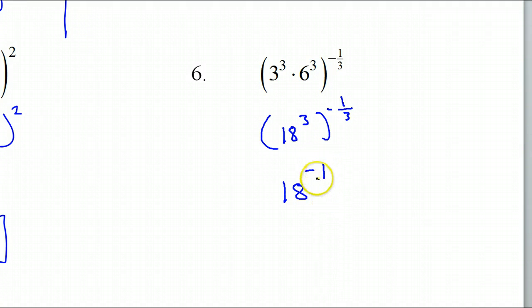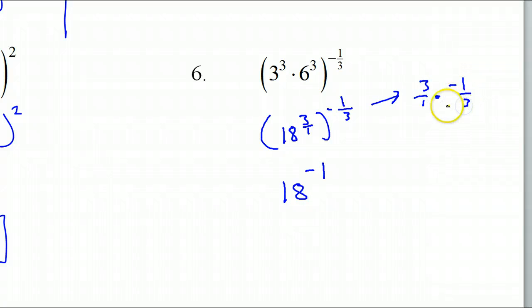Whoa, Burton, where are you getting negative 1 from? Well, I'm glad you asked that. 3 times negative 1/3, you can think of it as 3 over 1. Okay, so look, I'm doing 3 over 1 times negative 1 over 3.